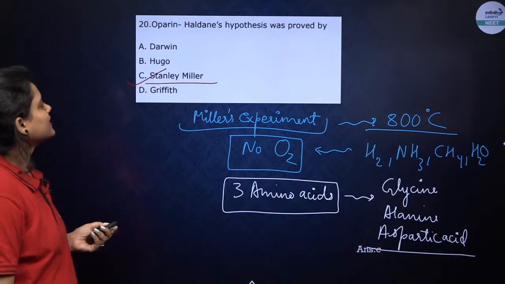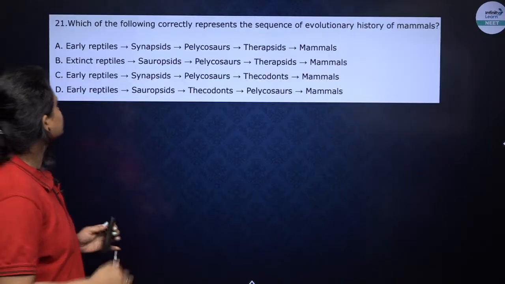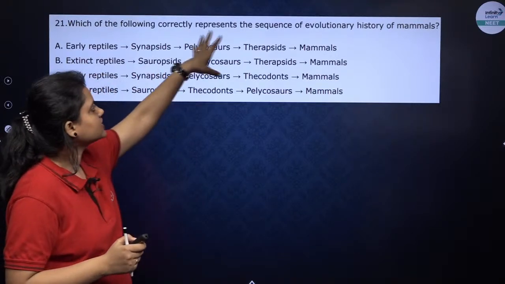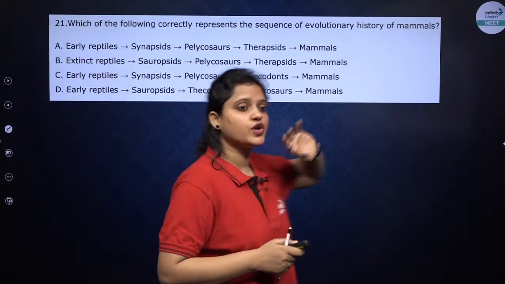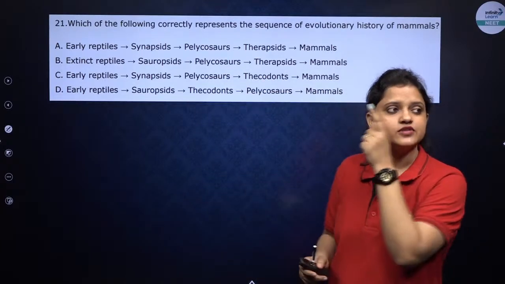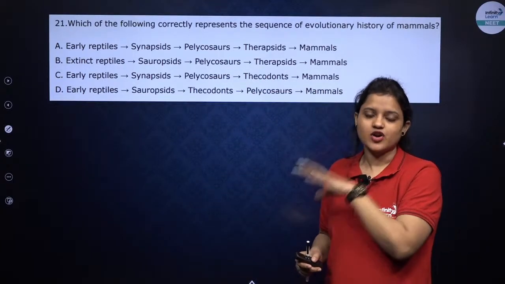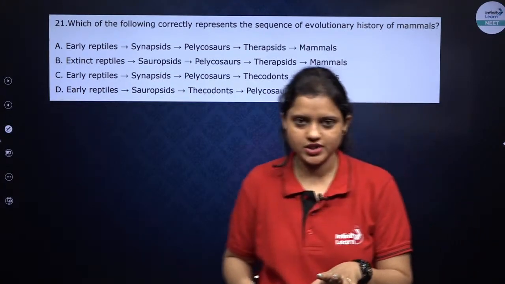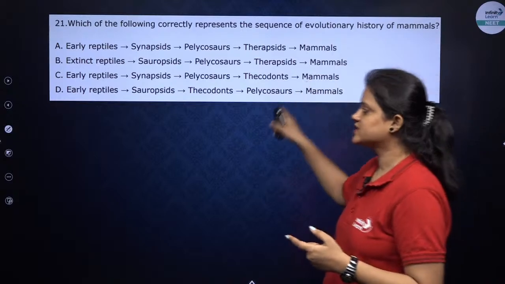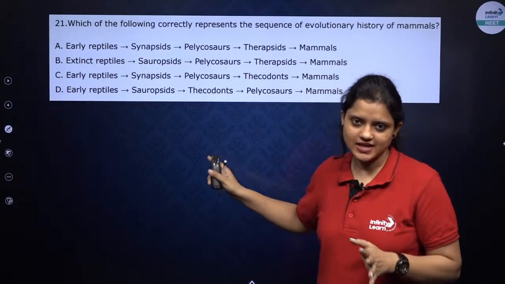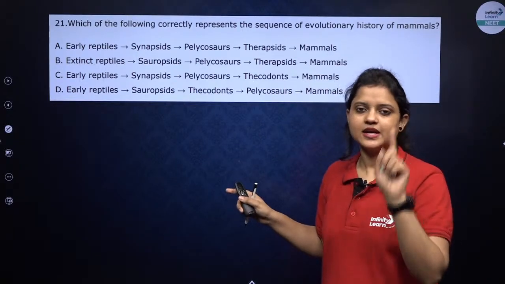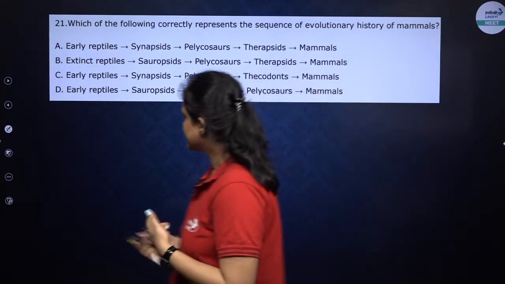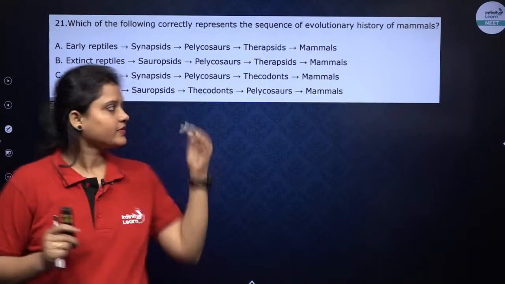Okay. Now let's move on to our next question. Which of the following correctly represents the sequence of evolutionary history of mammals? This question is taken from a flow chart or diagram given in your chapter Evolution. If you are not able to solve this question, please open your NCERT, look at that image and then tell me the correct answer. Okay, so please look here carefully.